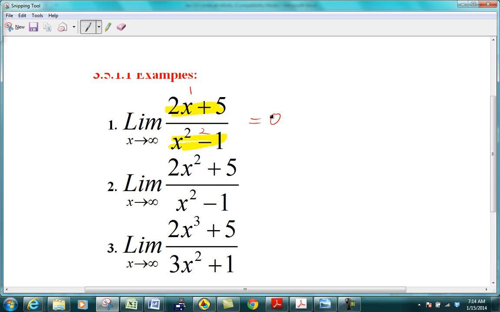For example 2, it's the second rule, where the degree of the numerator is equal to the degree of the denominator. So those are the 2 degrees. Then the limit is the ratio of the leading coefficients. The leading coefficient here is 2. The leading coefficient here, it's not written, but we all know it's 1. So the answer is 2. The third example illustrates the third rule, rule C, which says that if the degree of the numerator is more than the degree of the denominator, then there is no limit. So that's 3 rational function examples.